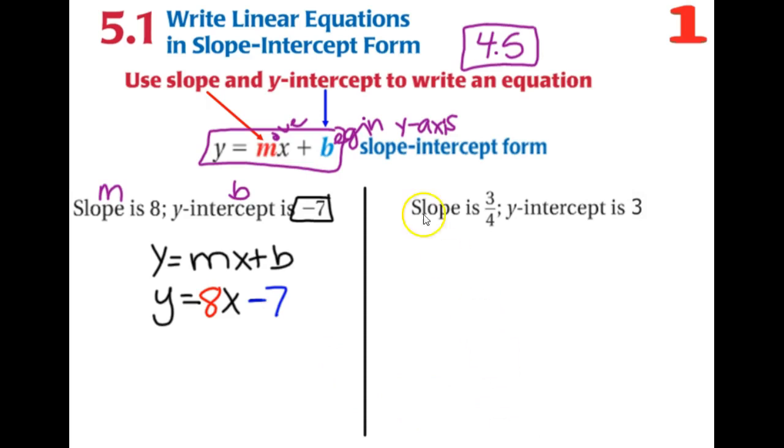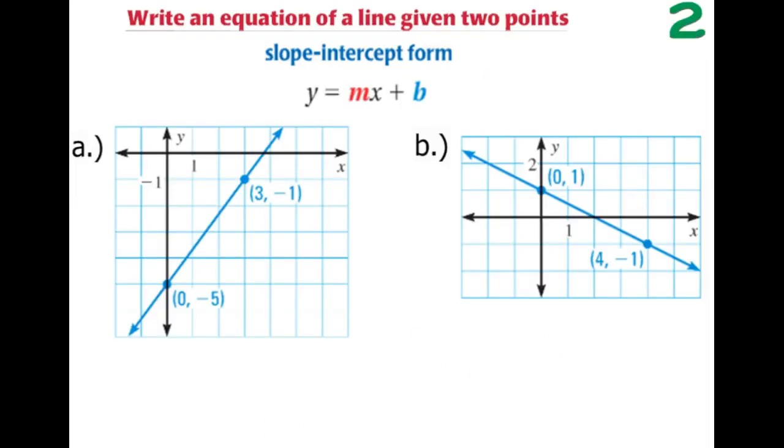Let's do the same thing over here. y equals mx plus b. Well, our slope is 3 over 4. So we have 3 over 4 x plus b. b is our y-intercept, which is 3. So if they give you your slope and your y-intercept, all you have to do is write the equation.